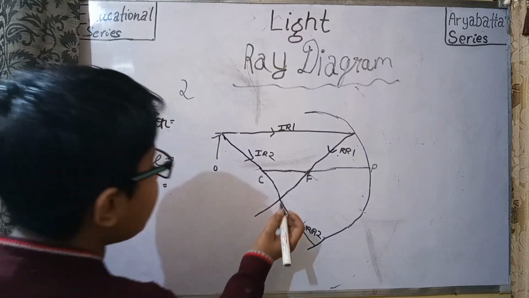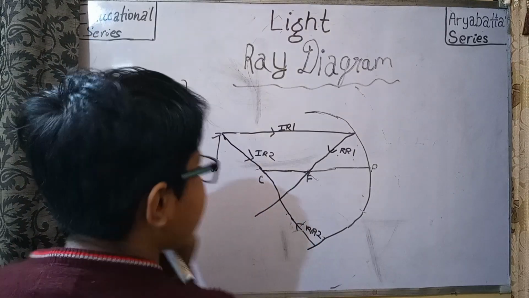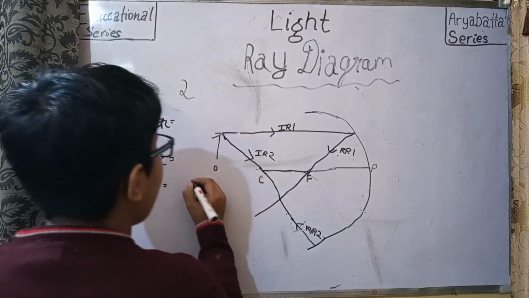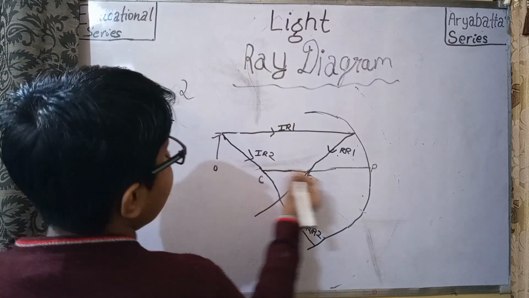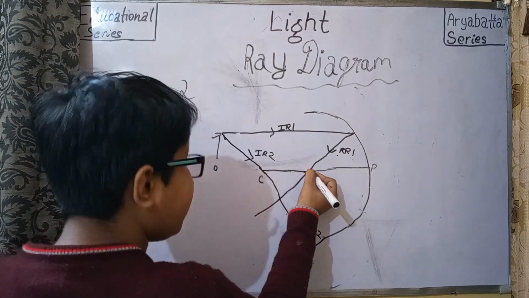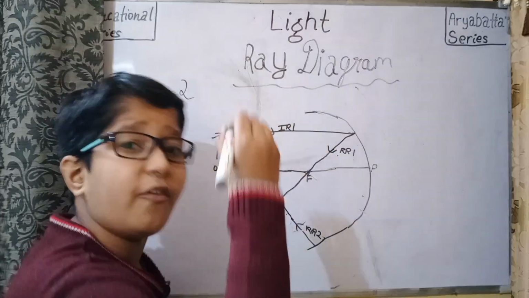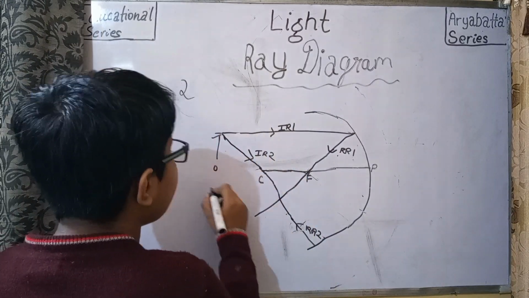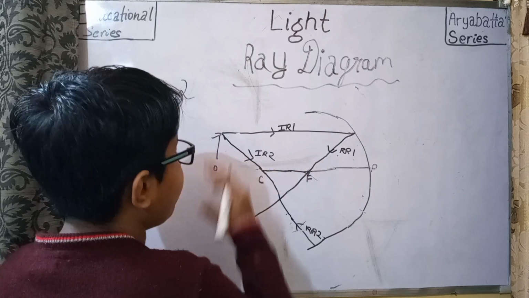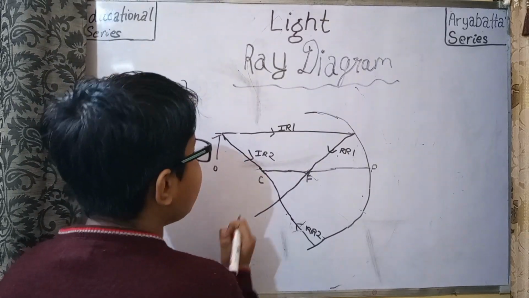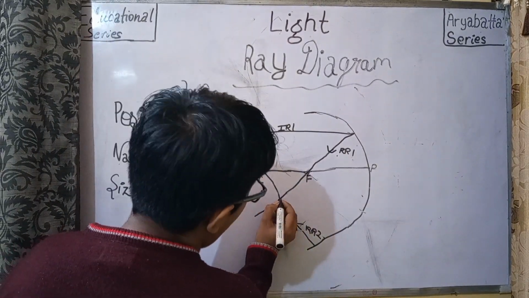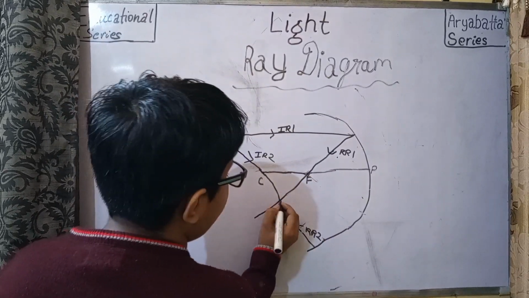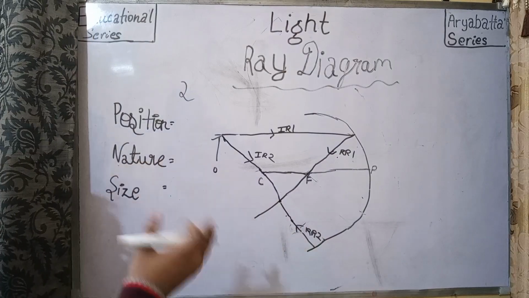Here, the point to be noticed is that in the earlier diagram, when the object was at infinity, the image formed at the focus. Now when the object is beyond C, between infinity and C, the image is formed between the center of curvature and the focus. This is ray diagram 3.